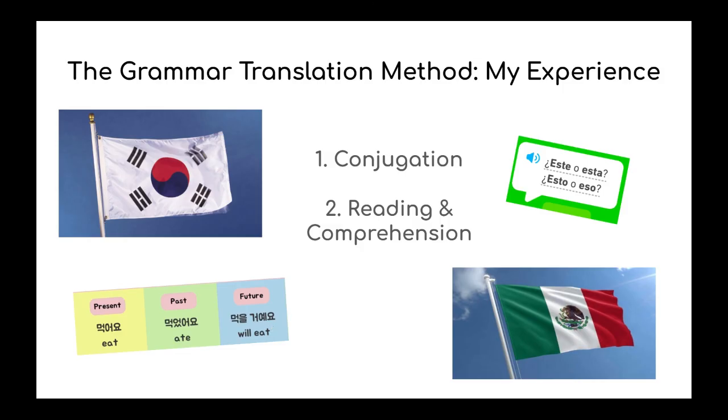And then the second aspect I want to touch on is the way my language classes used reading and comprehension questions extensively. I felt like this was related to the grammar translation method because it was a technique used in one of the module videos and also referenced in the textbook. So those are two things that were a major part of my experience.